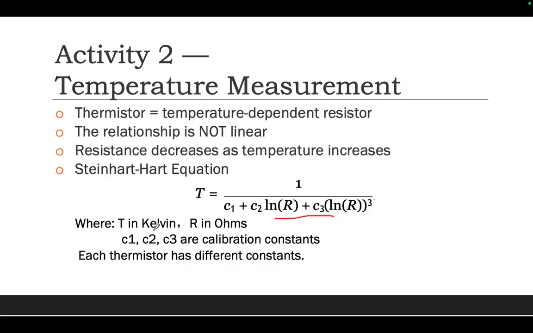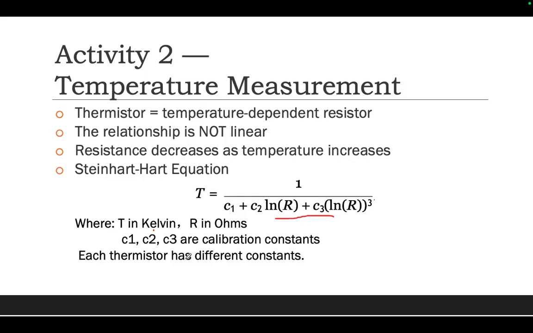Have you ever heard of Kelvin temperature? You need to convert the degree temperature to Kelvin temperature when you do the calculation. Any question? And R is just ohms. C1, C2, C3 are calibration constants. They don't have a unit, they're just constants, and each semester has different constants.